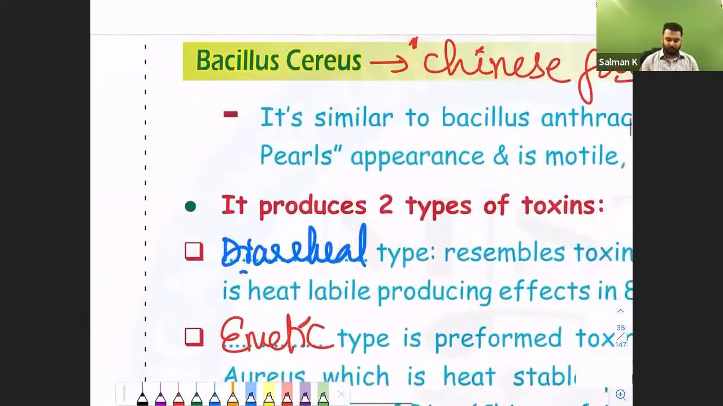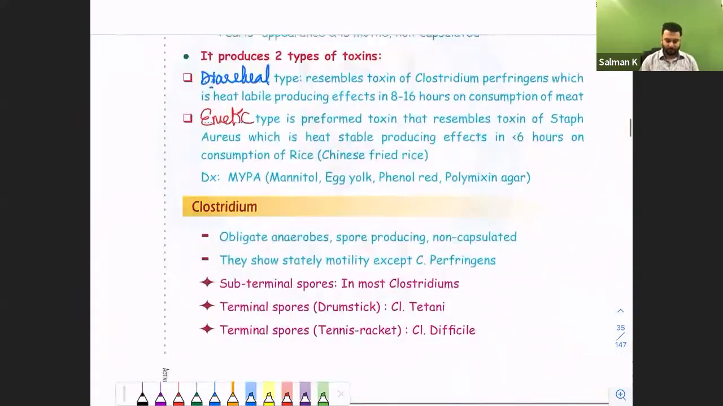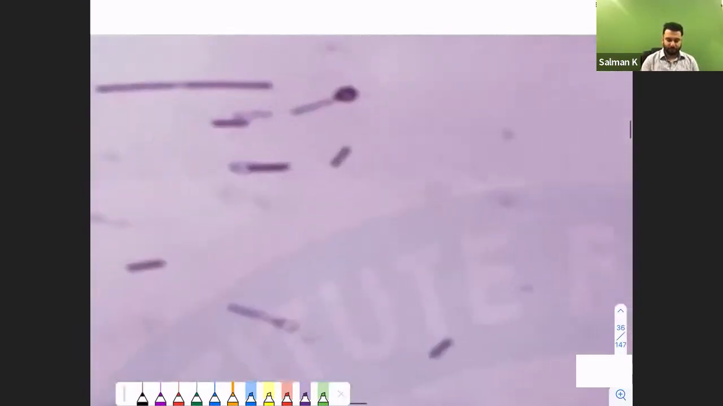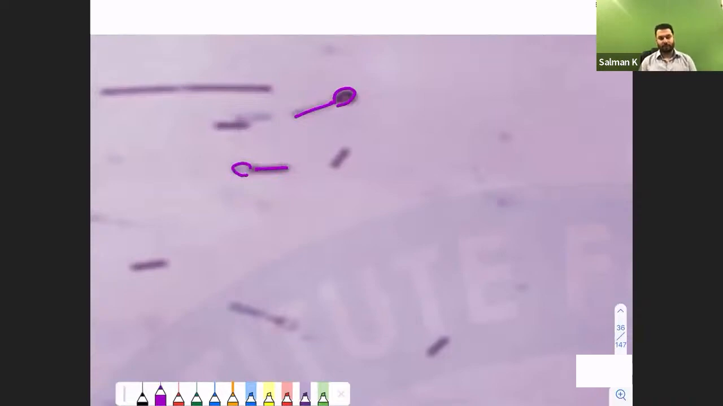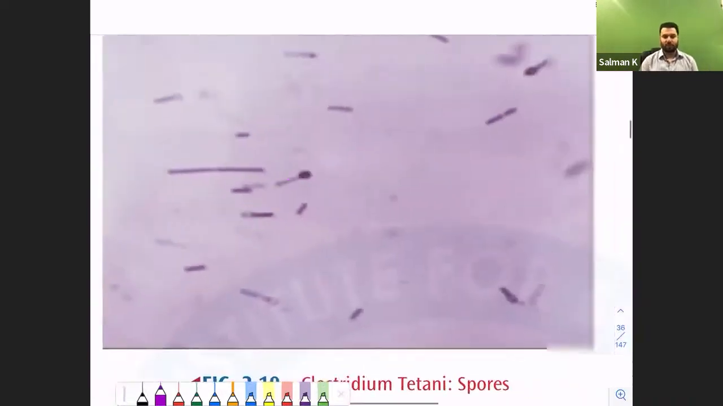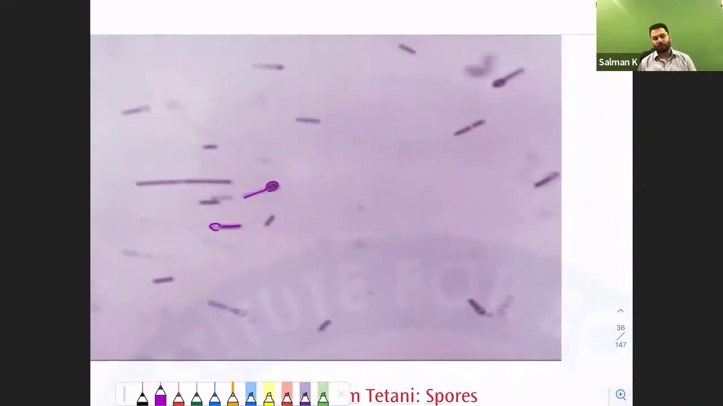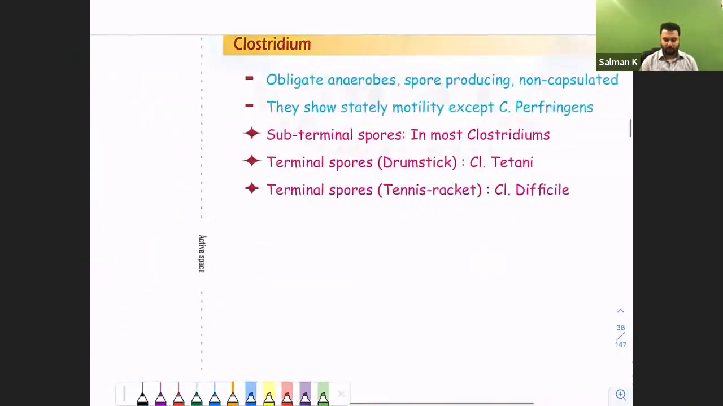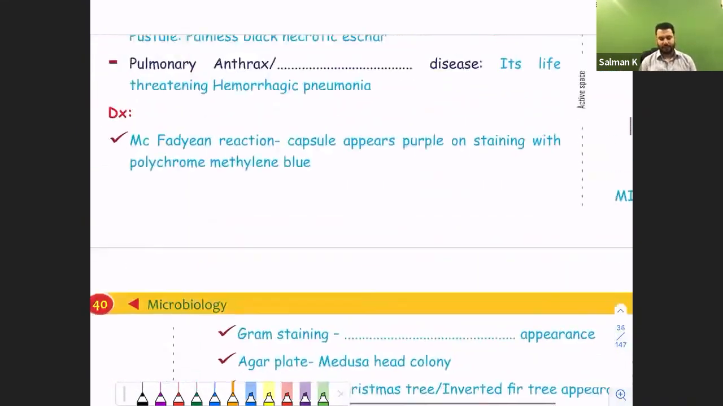Next, from the Clostridium point of view, just look at this one. Do you see very clearly this is a bulging spore? Yes or no? This is a rod-shaped organism, and this is also a rod-shaped organism. You might be seeing this bulging spore like this. So these bulging spores belong to Clostridium. Clostridium has bulging spores. Non-bulging spores are a feature of Bacillus.